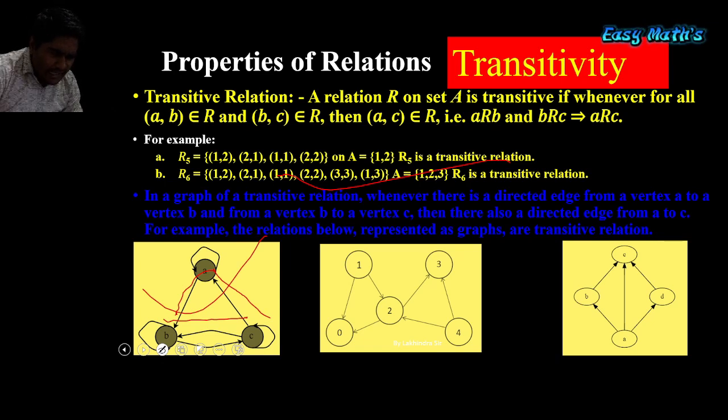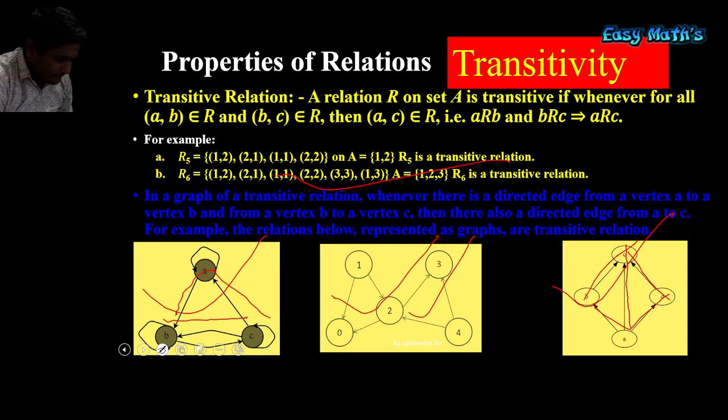In the second example also you can verify whether it is a transitive relation or not. And in the third example also, all the points are interconnected to each other. Like this point is going to the second one and that is again going to here, so this must be related to the last one. So in this way we can say that this is also a graph of a transitive relation.